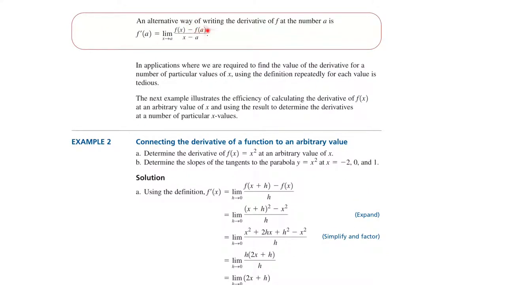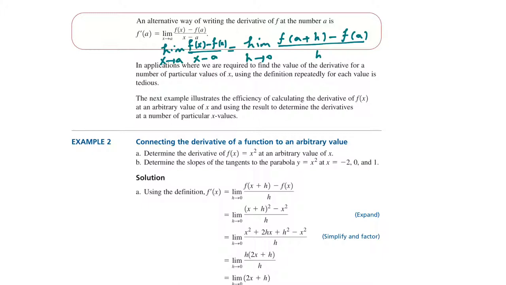An alternative way of writing the derivative of f at a is f prime of a equals the limit of f of x minus f of a over x minus a as x approaches a. Basically, we are claiming the limit of f of a plus h minus f of a over h as h approaches 0, and the limit of f of x minus f of a over x minus a as x approaches a are the same. To prove this, we assume x minus a is h, therefore x would be a plus h. As x approaches a, x minus a, which is h, approaches 0.